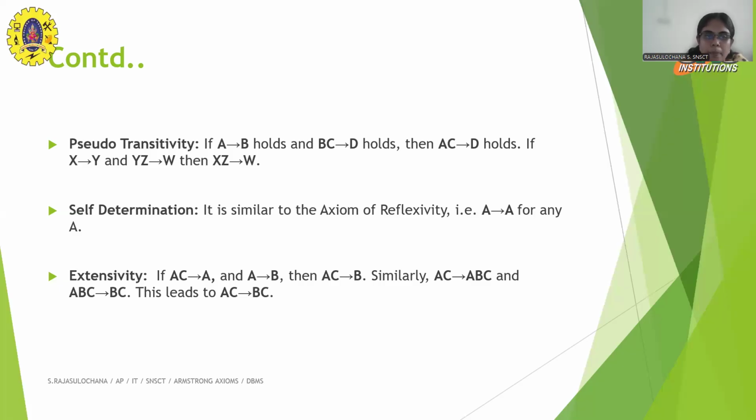So the last property under secondary rule is the property of extensivity. If there are two functional dependencies like AC determines A and A determines B, so from these two functional dependencies, we can write AC determines B. So this property is similar to the pseudo-transitivity as well as augmentation property. Similarly, consider another functional dependencies like AC determines ABC and ABC determines BC. From these two functional dependencies, we can write AC determines BC. So this is the property of extensivity.